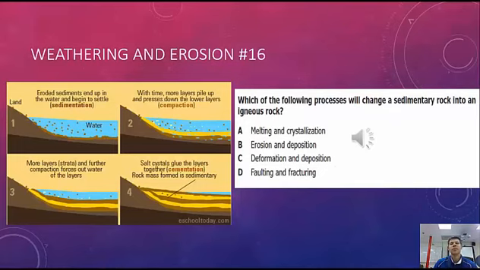Alright, so which of the following processes will change a sedimentary rock into an igneous rock? This is kind of a strange question. So how do you get a sedimentary rock back to an igneous rock? And remember, igneous rocks are your original rocks that form from the cooling of magma and lava. So in order to make a sedimentary rock an igneous rock, you've got to melt it. And so our best answer here is melting and crystallization. So A, melting and crystallization.